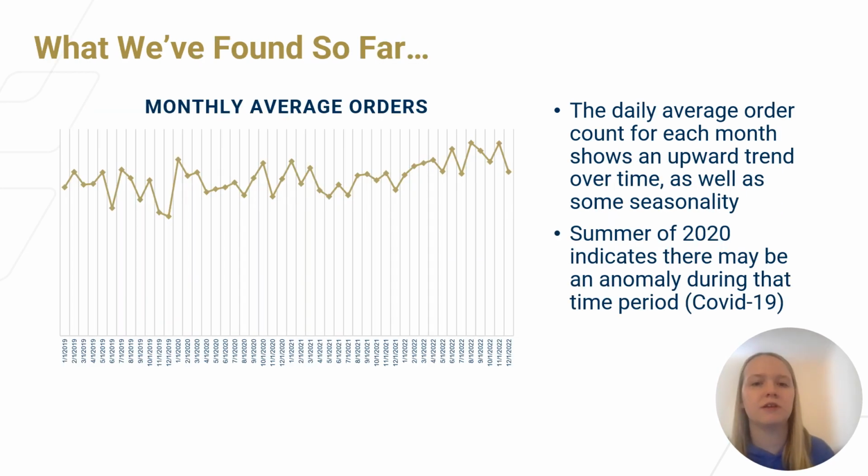Here we can also see the average number of purchase orders over time from 2019 all the way through 2022. This is the daily average per month, and it shows a slight upward trend as well as maybe some seasonality. And we can also see that around the summer of 2020, there is a slight leveling off here, where this may indicate some impact from COVID-19.